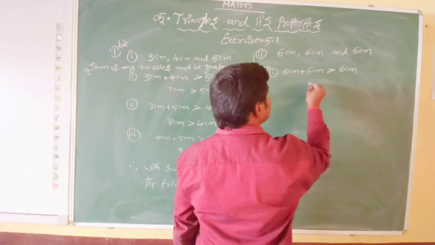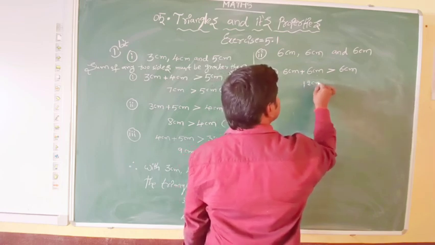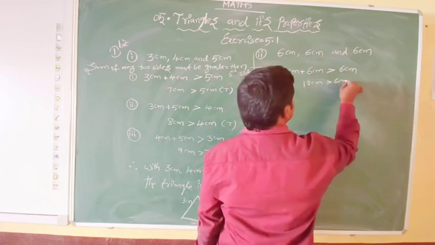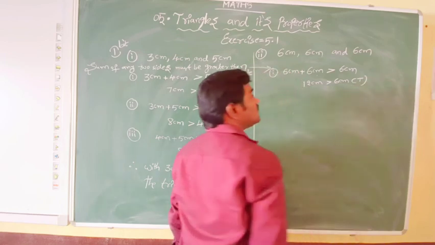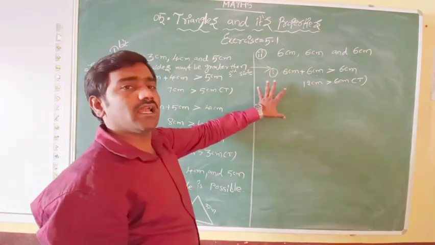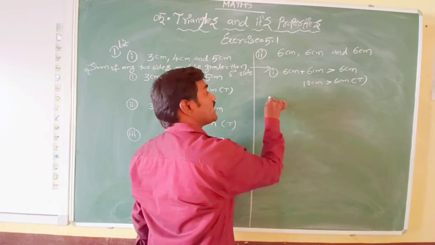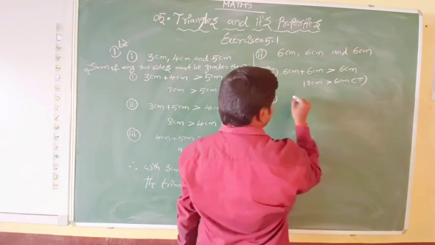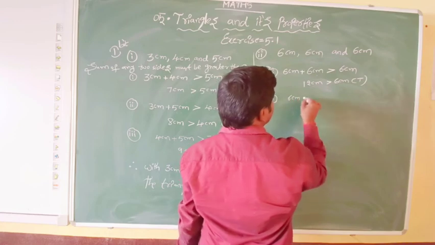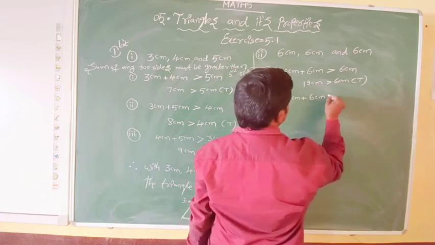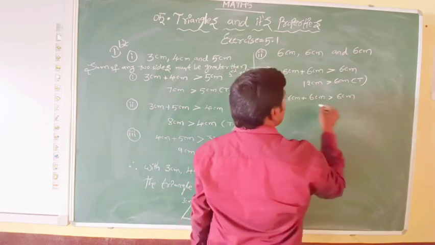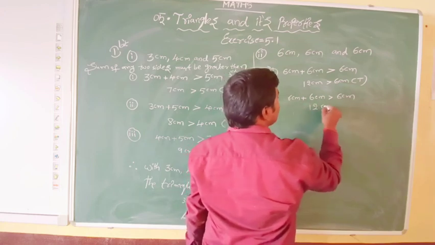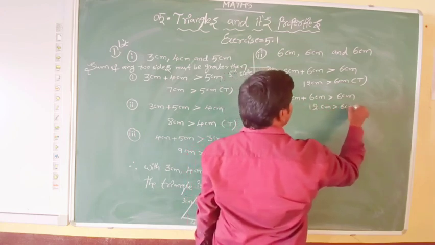Yes, 6 centimeter plus 6 centimeter, that is 12 centimeter, is greater than 6 centimeter. It is true. Here in this case, the triangle is possible. We can also check the other two times: 6 centimeter plus this 6 centimeter should be greater than the 6 centimeter. Only once it is possible, then all the times it will be possible.